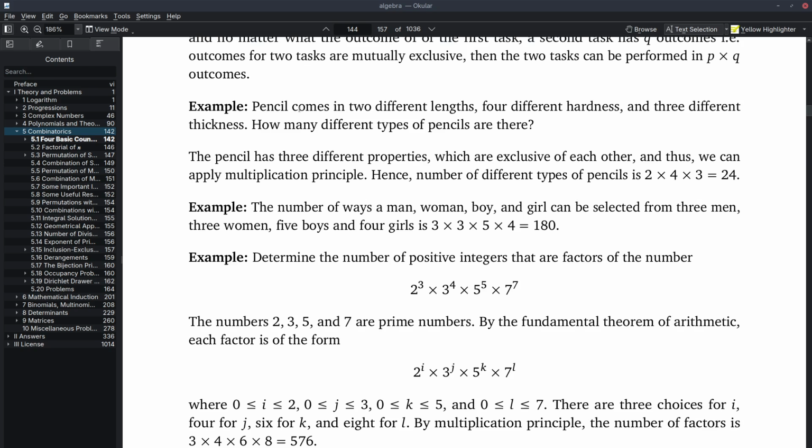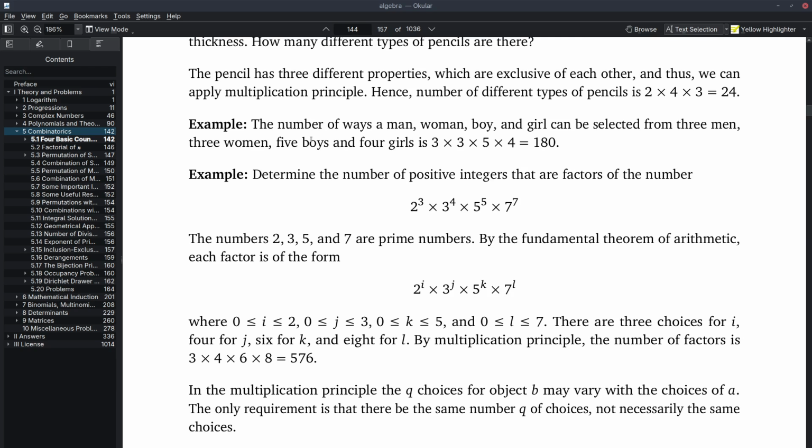First example is, a pencil comes in 2 different lengths, 4 different hardnesses, and 3 different thicknesses. How many different types of pencils are there? So the answer is, the pencil has 3 different properties which are exclusive of each other, and thus we can apply the multiplication principle. Hence, the number of different types of pencils is 2 times 4 times 3, that is 24. The number of ways a man, woman, boy, and girl can be selected from 3 men, 3 women, 5 boys, and 4 girls is 3 times 3 times 5 times 4, that is 180.